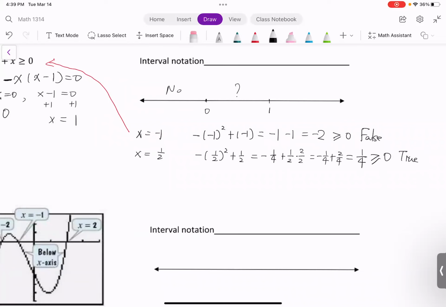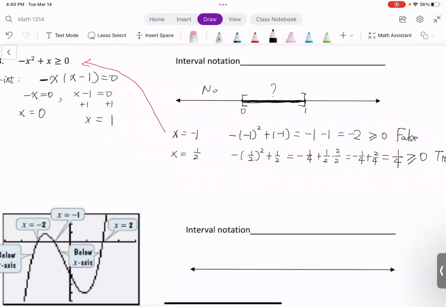That means I can highlight the numbers between 0 and 1. Why am I using brackets? Because in the inequalities, we have the equal sign. So these 2 points must be included in the interval.